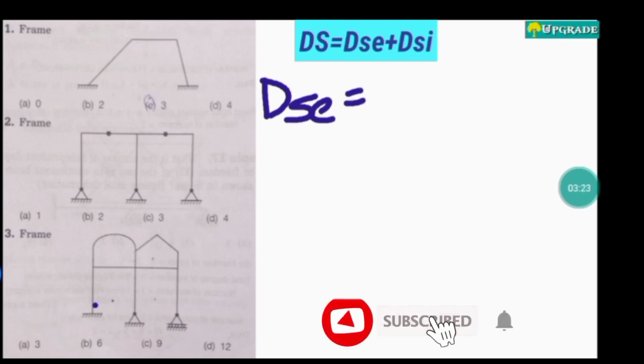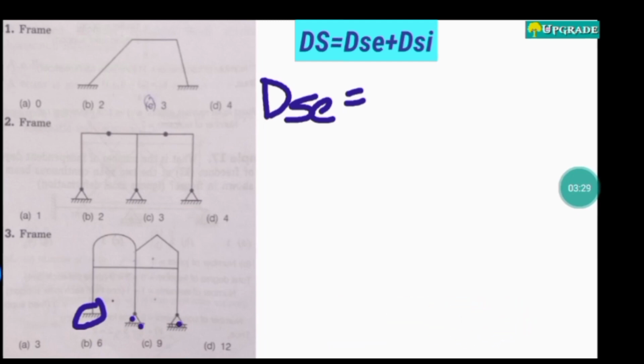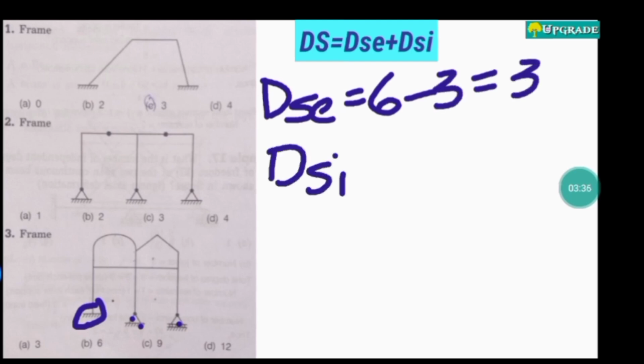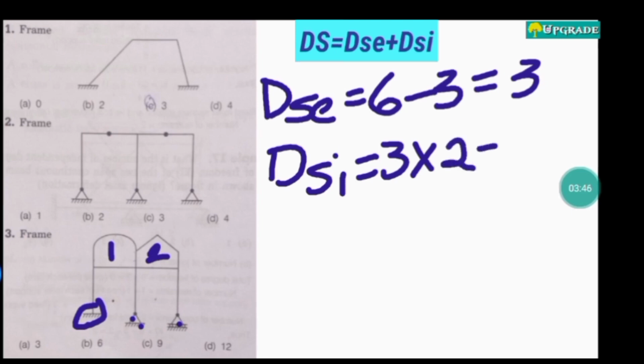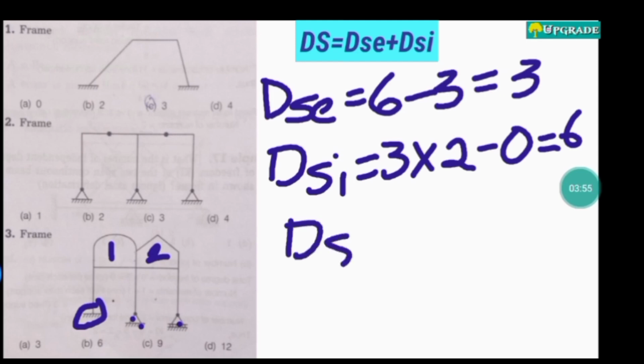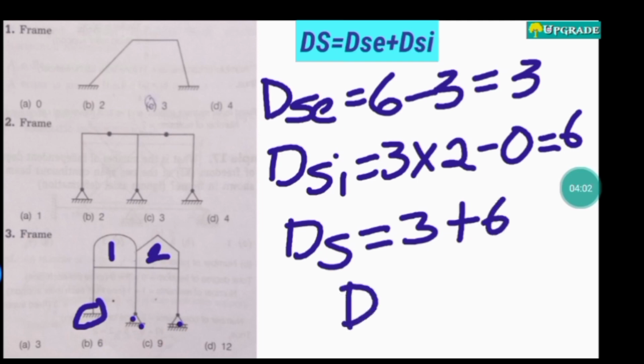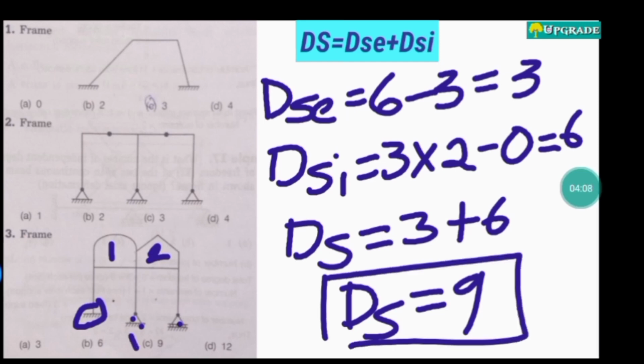Problem number three. dsc is r minus 3. A fixed support has 3 reactions, a hinge 2 and a roller 1, so 3 plus 2 is 5, 5 plus 1 is 6, 6 minus 3, so the answer is 3. And dsi, the formula is 3c minus rr. 3 into c: closed loops 1 and 2, so 2 closed loops, minus released reactions. There is no internal hinge, so released reactions are 0, so the answer is 2 threes, 6. The ds formula is dsc plus dsi, so dsc 3 plus dsi 6, so ds will become 9. The answer is 9, so option C is correct.